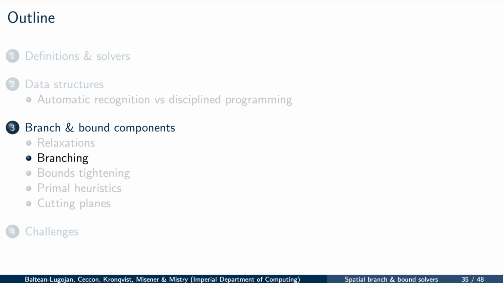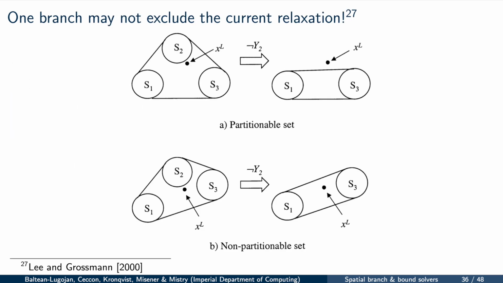Okay, so we've talked about relaxations. Now let's talk about branching decisions. The really interesting thing about branching in MINLP is that you're not necessarily going to cut off the current relaxation point. And this is one of the nasty examples. In this non-partitionable set, I can be in S1, S2, or S3, and this convex enclosure around S1, S2, S3 is the convex hull of the shape. Now let's say that my relaxation point is this XL right here. There is no way that you can do a single branch and eliminate XL.